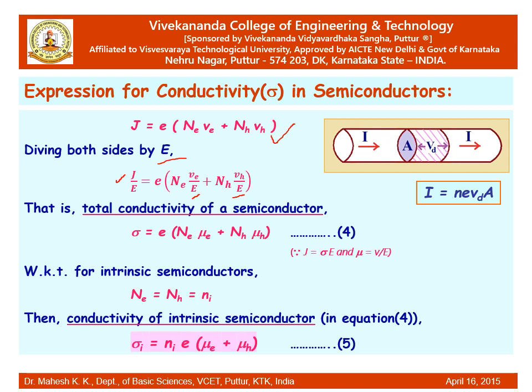Okay, so in equation 4, what we have is J by E, which is sigma. And V_e by E is mu_e, and V_h by E is mu_h. So we have on the left hand side e into (N_e mu_e plus N_h mu_h).